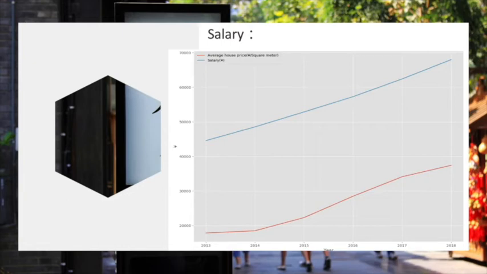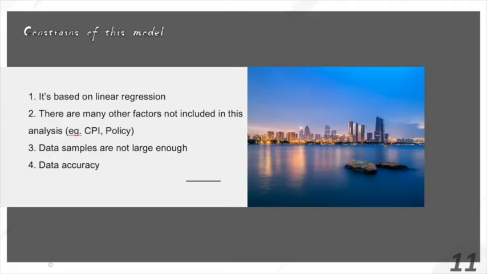But of course, this model is not a comprehensive one. It has many constraints. Firstly, it was based on linear regression model, but it might be more suitable for other models, such as logistic regression, polynomial regression, etc. Moreover, the factors we include in this model are not enough.